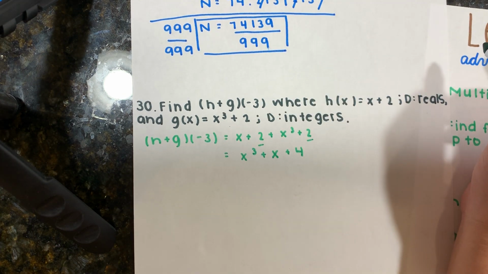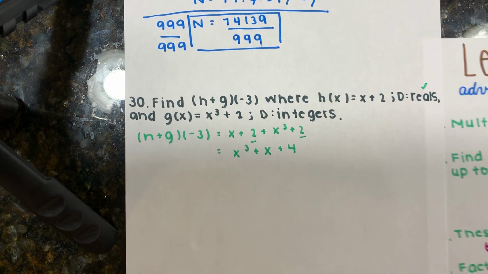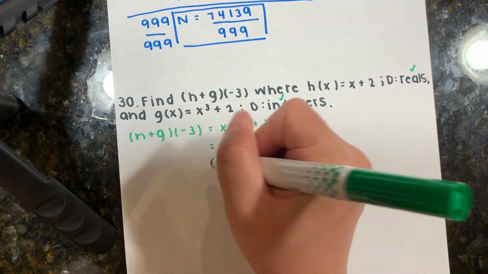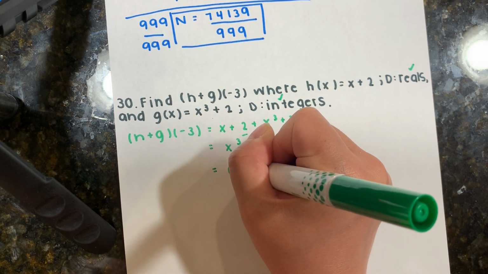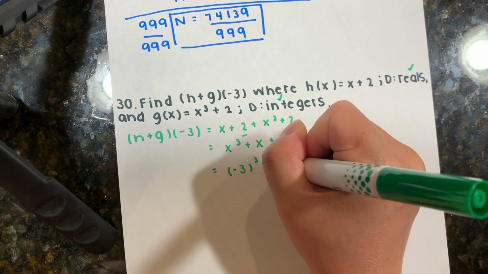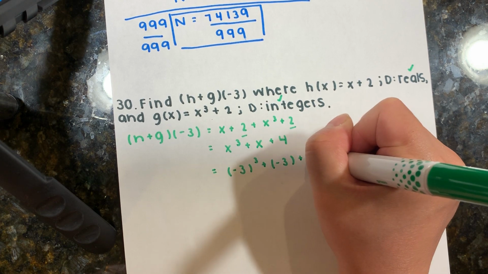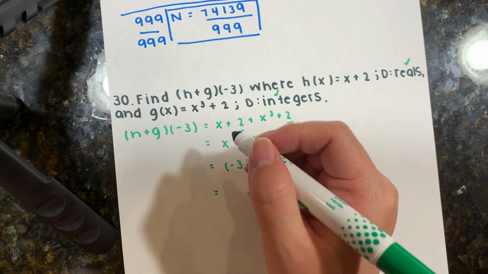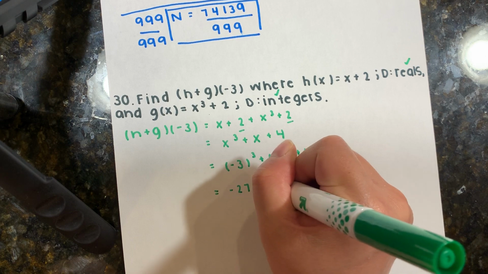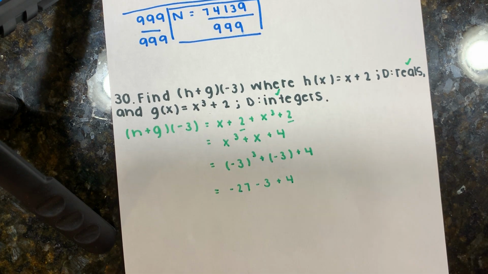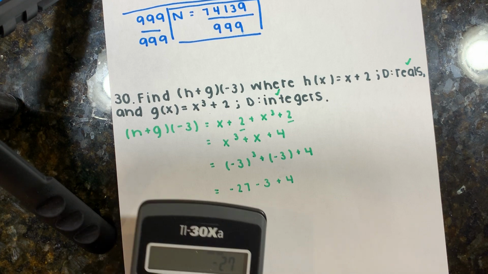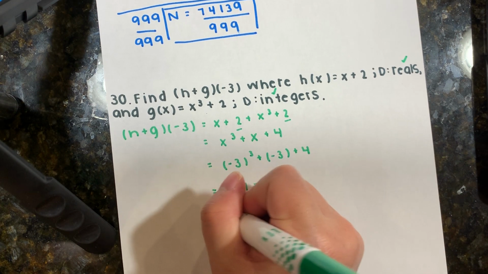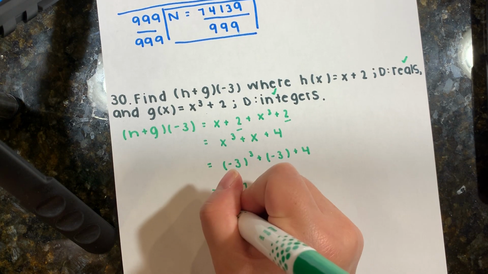So is -3 a real number? It is a real number. And is -3 an integer? It is also an integer, so it does fit here. So therefore, now I'm going to plug in -3 wherever I see an x. So that would be -3 cubed plus -3 and then plus 4. So -3 cubed is going to be -27 minus 3 and then plus 4, and your answer should be -26.